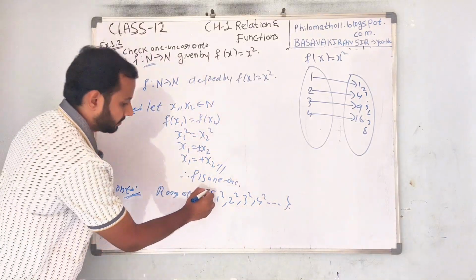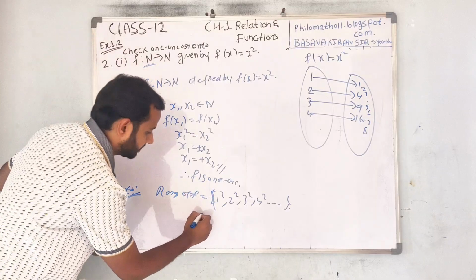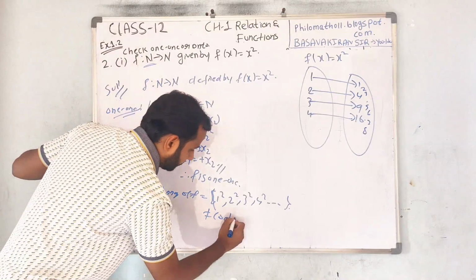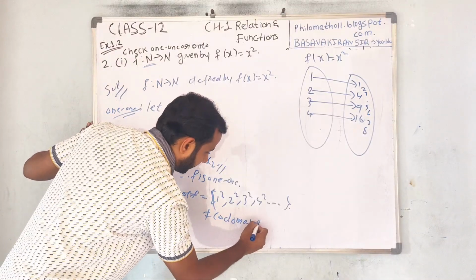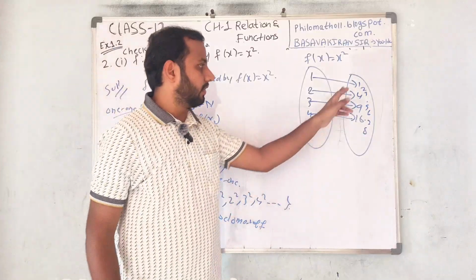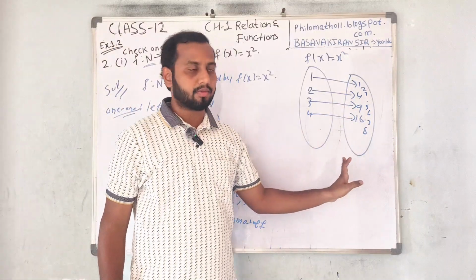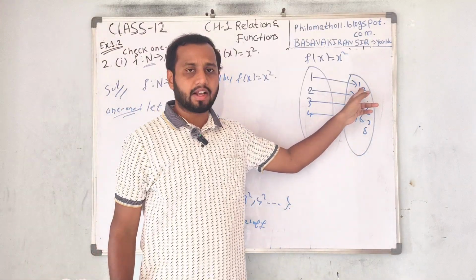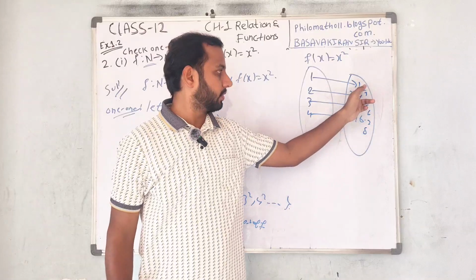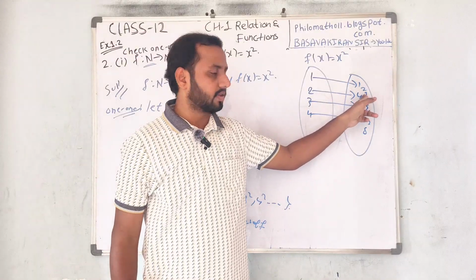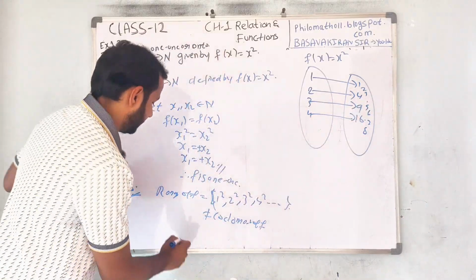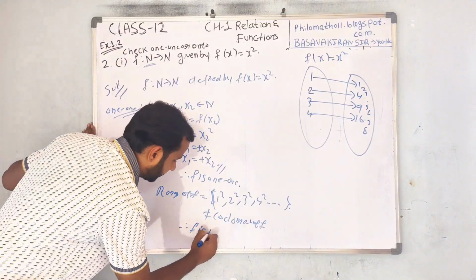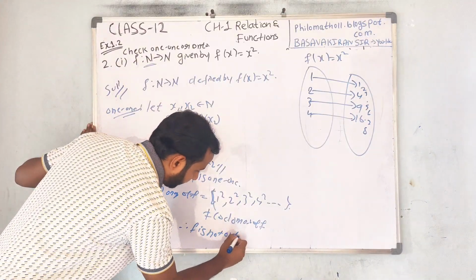Correct? 1 square, 2 square, 3 square, 4 square, which is not equal to the codomain of f. What is your codomain? 1, 2, 3, 4, 5, 6, 7, till natural numbers. But for every element I am not getting the preimage. For example, 2 does not have its preimage. 3 also does not have its preimage. Then I can say f is not onto.